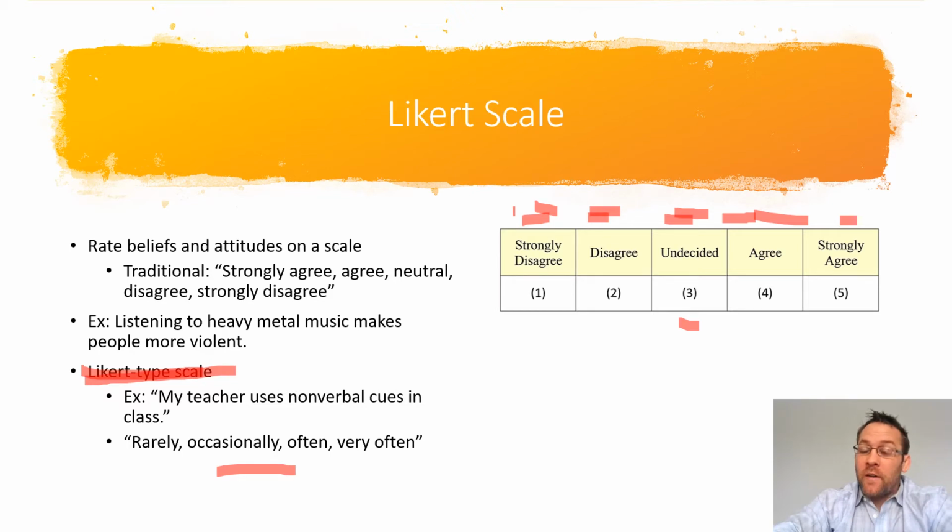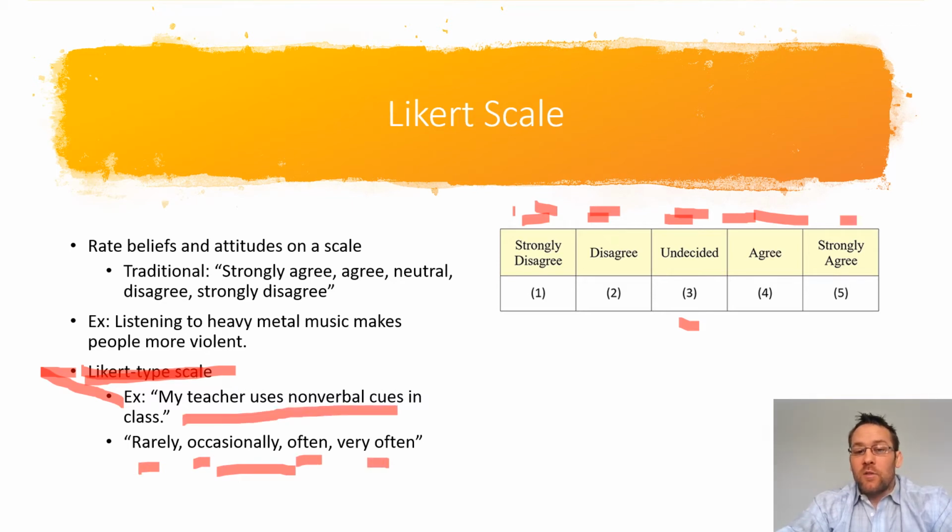So it's still a 1 to 5 scale, a 1 to 7 scale, right? On a scale of whatever, right? But it doesn't use the same words. It's called a Likert type scale because it's similar to a Likert scale, just a slight variation. It's still 1 to 5, but rarely, occasionally, often, very often. My teacher uses nonverbal cues in class. Sometimes, occasionally, often, very often. These are Likert type scales that aren't directly strongly disagree to strongly agree.